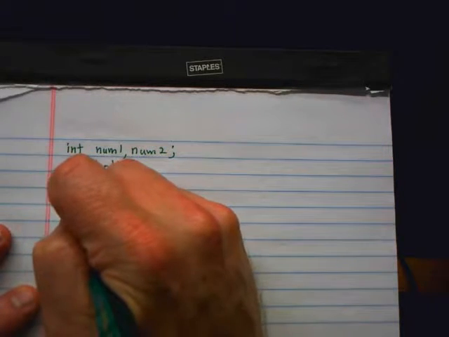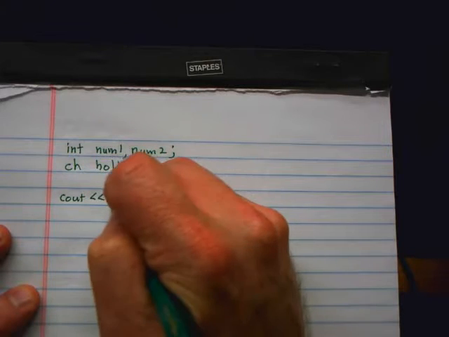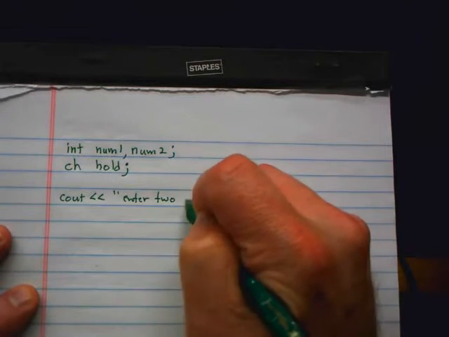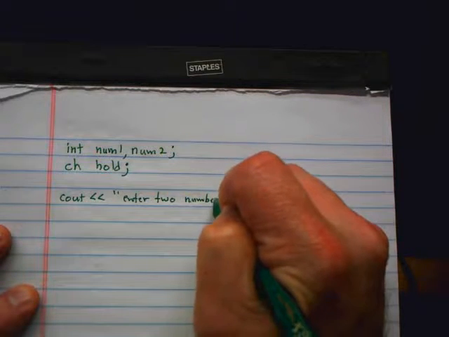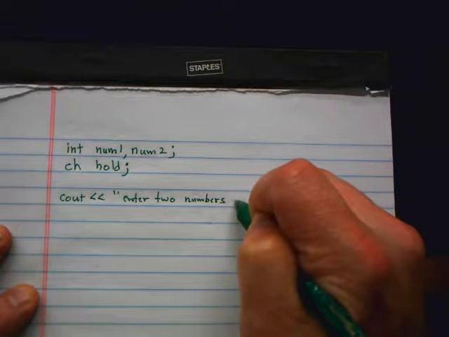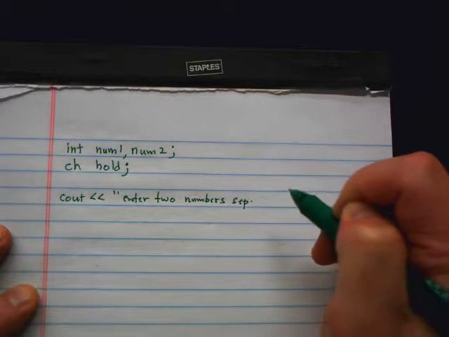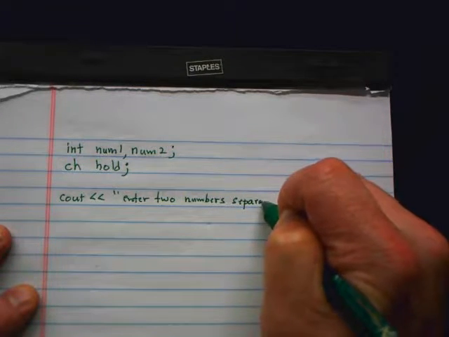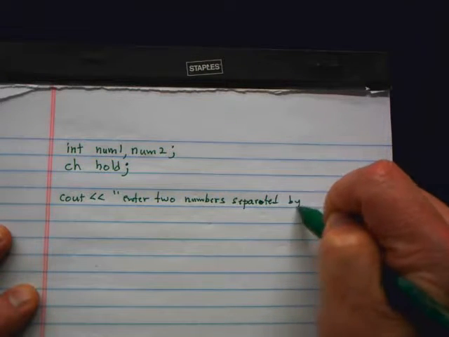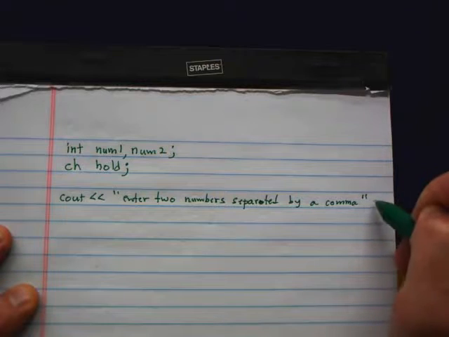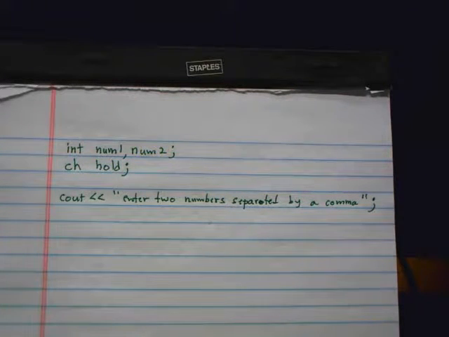I would say cout, enter 2 numbers, separated by a comma. I don't know if I can spell separated. As long as it's in quotes, C doesn't care if I spell it right or wrong because it's just going to print that to the screen anyway, so if I spelled separated wrong, I spelled it wrong.